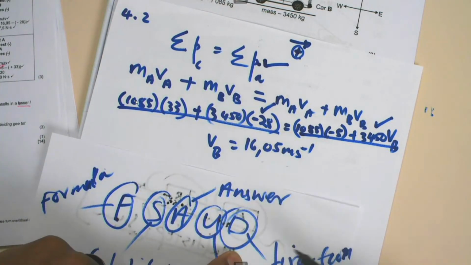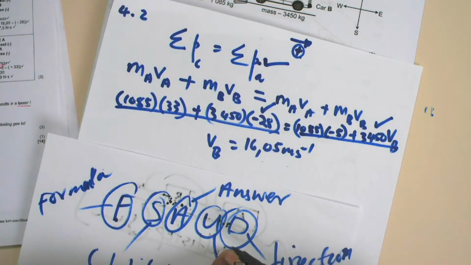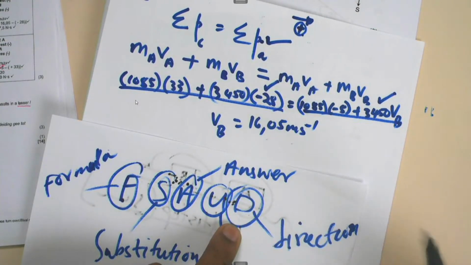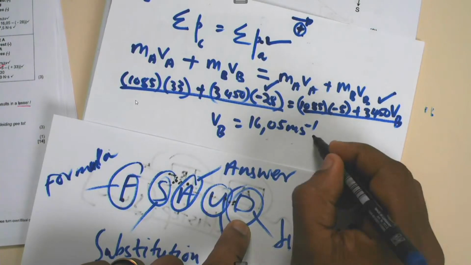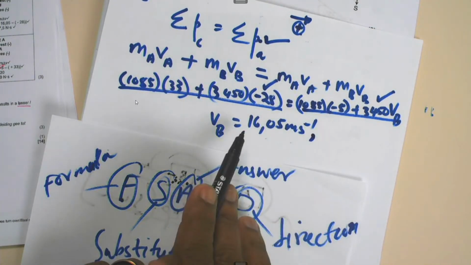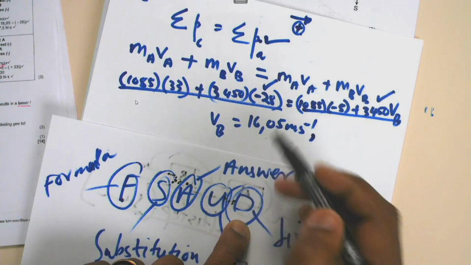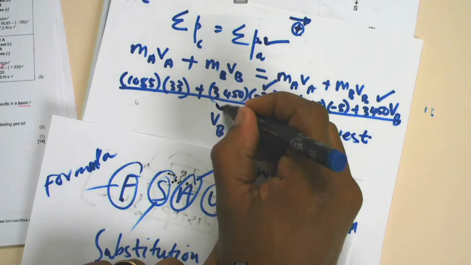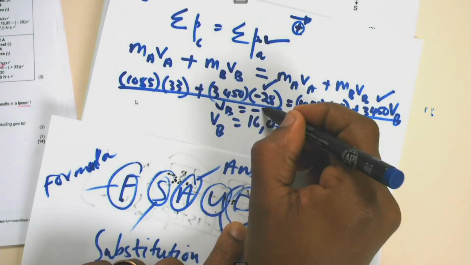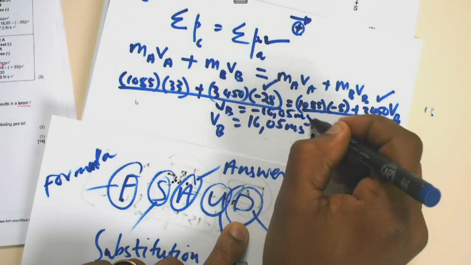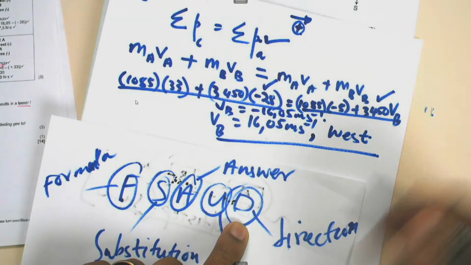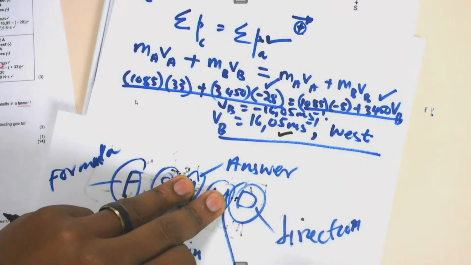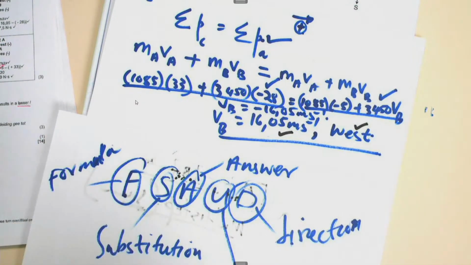Am I working with a vector quantity? Yes, I am working with a vector quantity, so it means I must assign now what? A direction to that. Because it was moving, the final answer was negative, so it will move west. So I must maybe have it here, VB was minus 16,05 meters per second. Then I concluded to say it was moving west. So if you check, there's a mark for the final answer. There's a mark also for the direction.